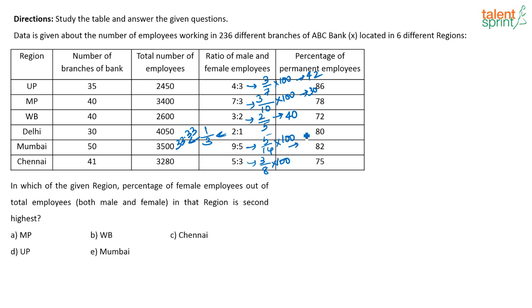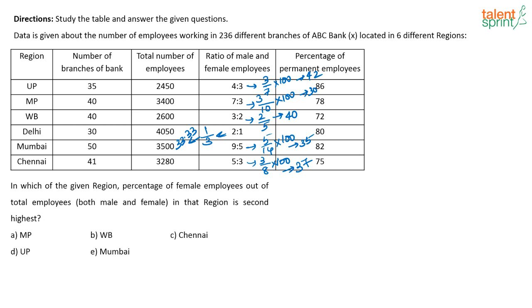5 by 14, how much will that be? 5 by 14 again will be somewhere in the 30s, correct? Let's take it as 35 roughly. Then 3 by 8, that again will be greater than 35, somewhere close to 37, 36. Yes, let's just take it as 37.